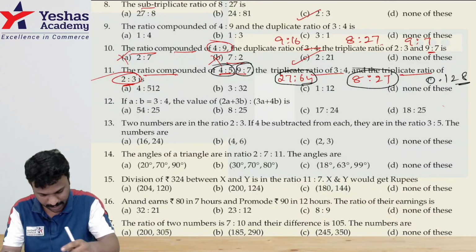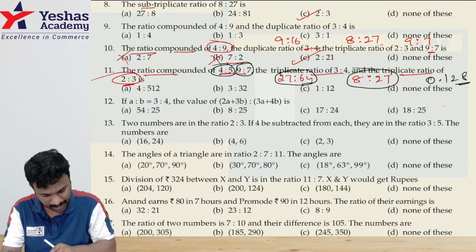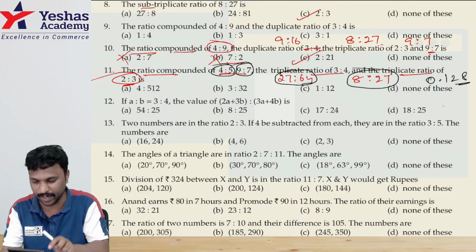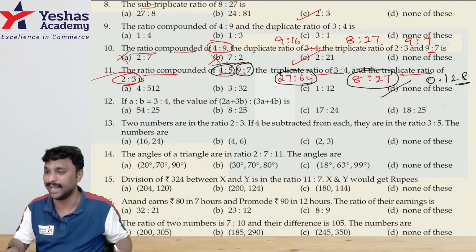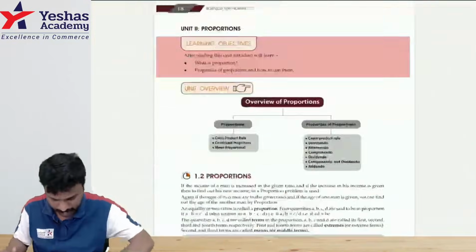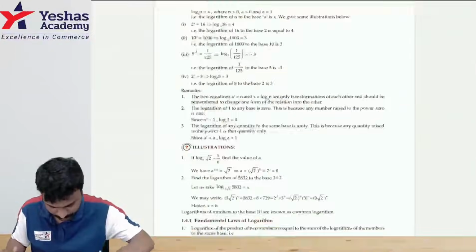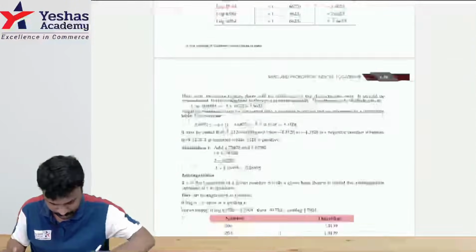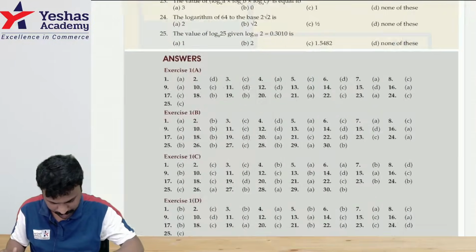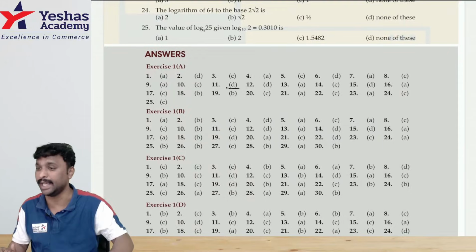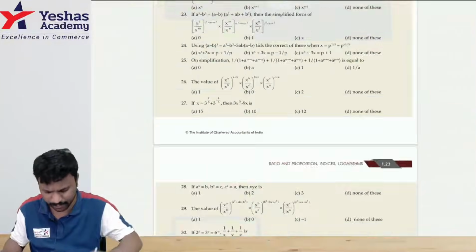Definitely not the first option. 3 by 32, not the first option. 1 divided by 12, not the first option, third option also. So it is option D. Let me just check with the options. The 11th question. What's the answer for the 11th question? It is option D, none of these, right? I just want to confirm.